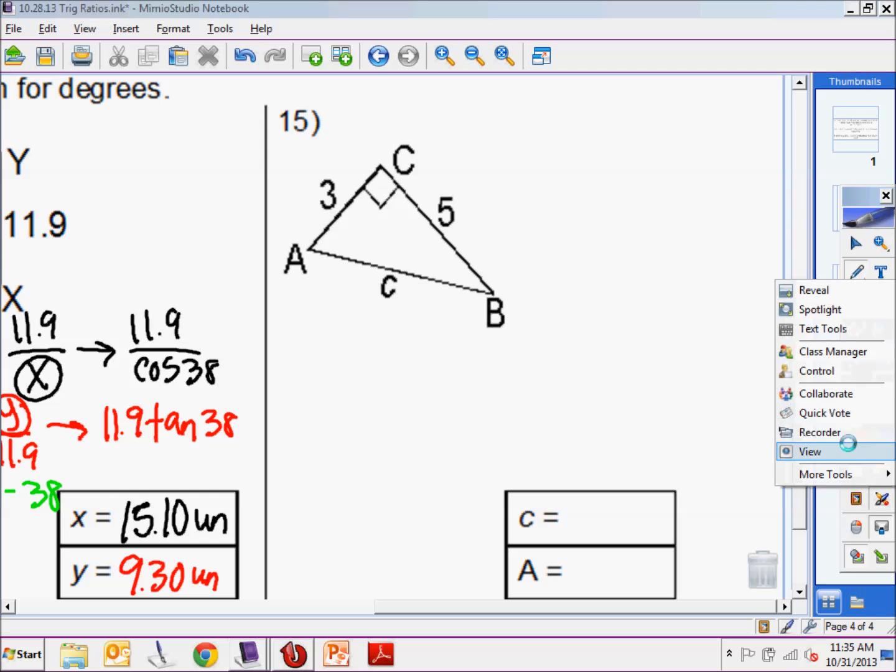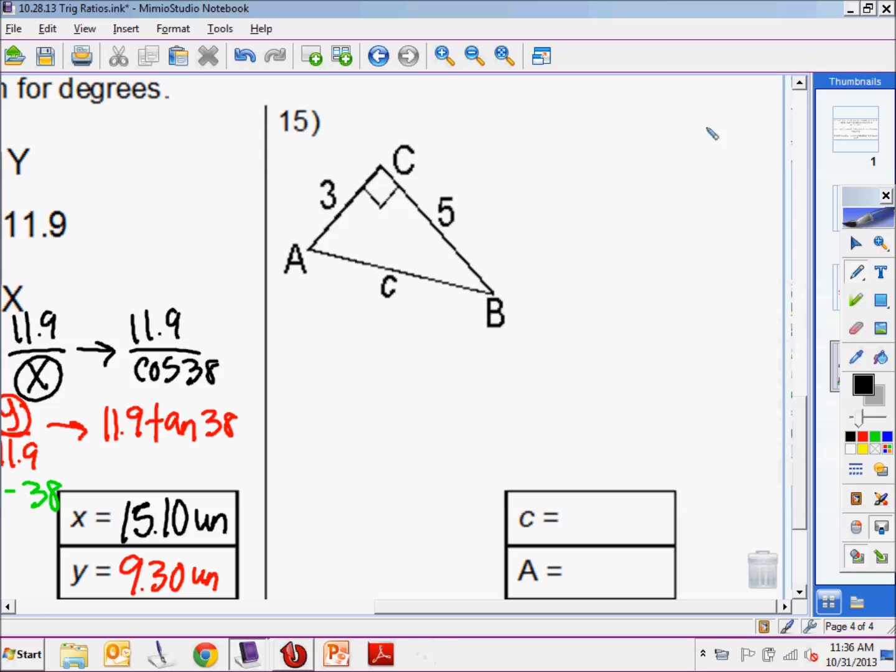All right, what do you notice about number 15? I do not have what? Hypotenuse. I don't have my inverse and I don't have any degrees besides my 90, right? The only angle I know is my 90. So what does this tell me I'm going to use? What do we use to solve for angles? Inverse, good job. So we're going to have to use the inverse.